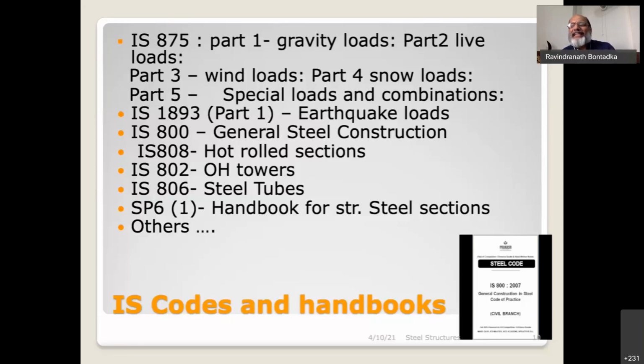In Sanskrit they say, manana and chintana. You should go on reading and then find out why it is so, what the things are. Question yourself and then you'll find the answers. Then, in a similar way, IS 808 gives hot rolled sections, IS 802 covers overhead towers, and IS 806 covers steel tubes.